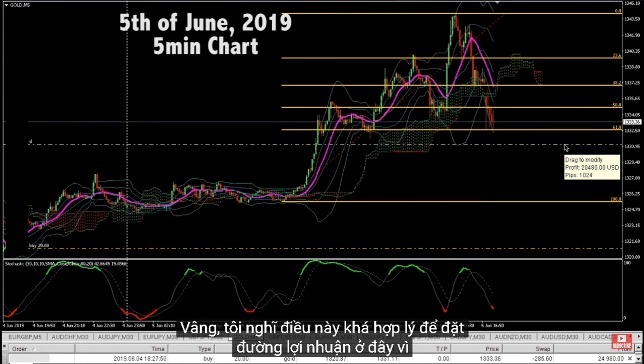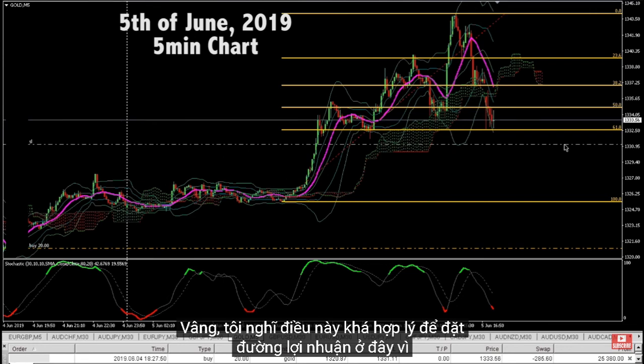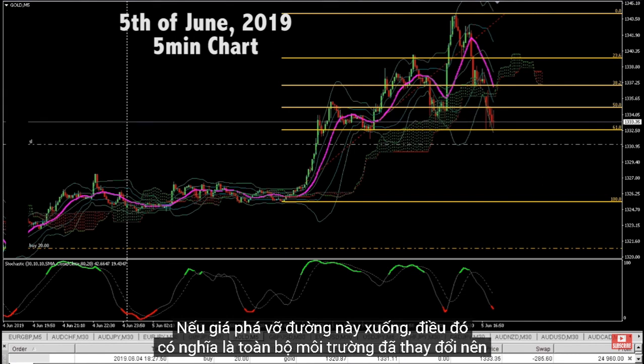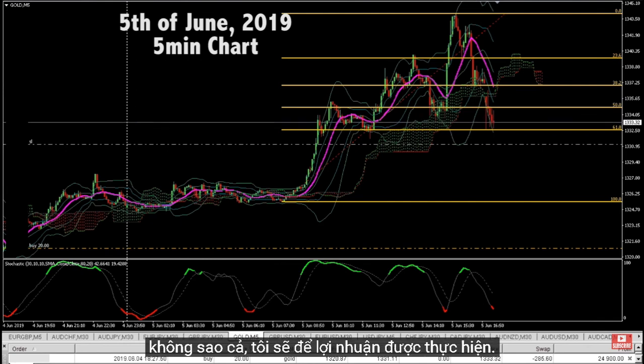Yes, I think it's quite reasonable to place the profit line here because of the Fibonacci retracement and also the support line. And yeah, this is okay for now. If the price breaks this line downwards, that means the whole environment has changed, so it's okay. I will let the profit be taken.